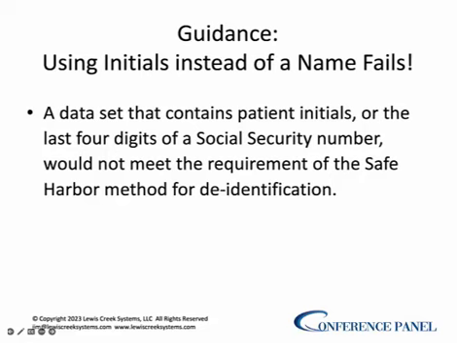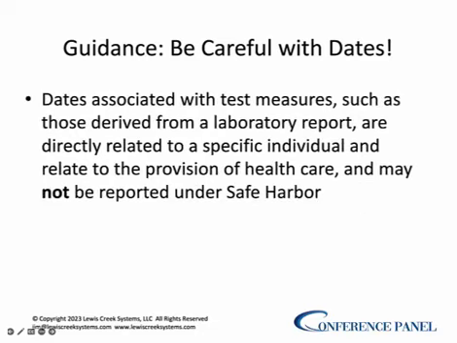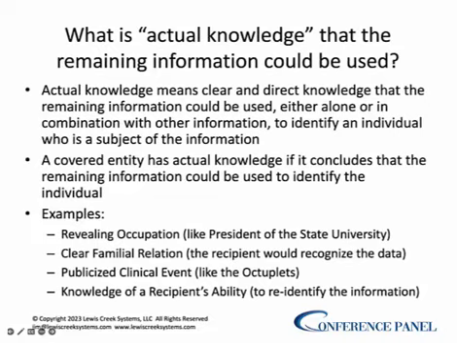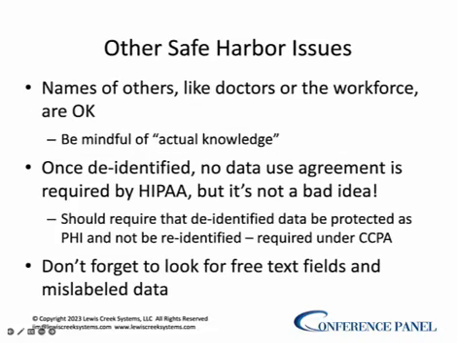The guidance says using initials instead of a name is not good enough. You need to make sure you're careful with dates. And what constitutes any other unique identifying number, characteristic, or code? And what is the actual knowledge that the remaining information could be used? That's actual knowledge. Other safe harbor issues are in there, things like names of others like doctors or the workforce.